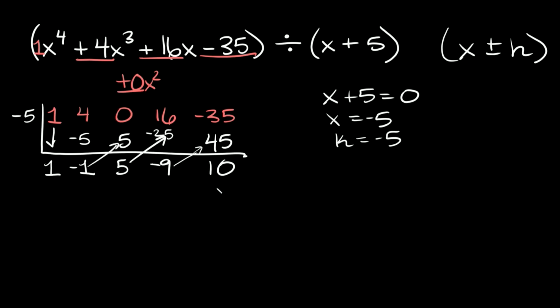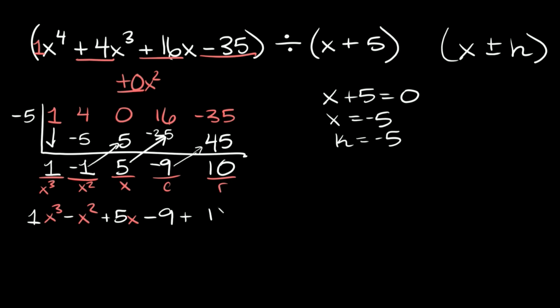So again, starting at the end over here, this is our remainder, this is our constant, this is our x term, this is our x squared term, and this is our x cubed term. So our first term is going to be 1x cubed, and then here we have negative 1x squared, but we can just write that as negative x squared. Here we have positive 5x, so plus 5x. This is just a constant, so that's just a minus 9. And then our remainder is positive 10.